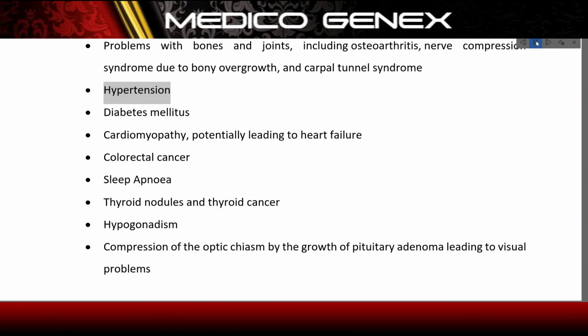Hypertension. Diabetes mellitus. Cardiomyopathy, potentially leading to heart failure. Colorectal cancer. Sleep apnea. Thyroid nodules and thyroid cancer. Hypogonadism. Compression of the optic chiasm by the growth of pituitary adenoma leading to visual problems.